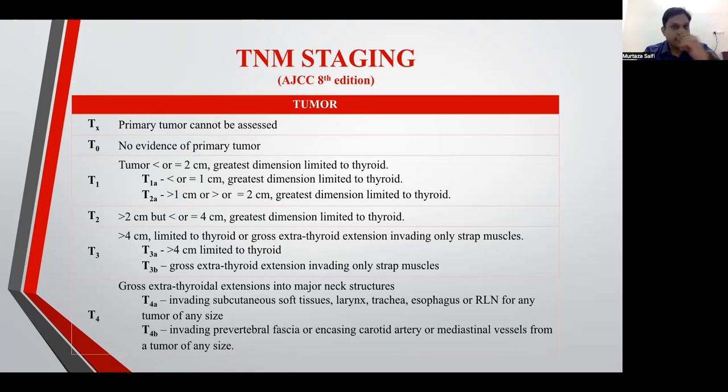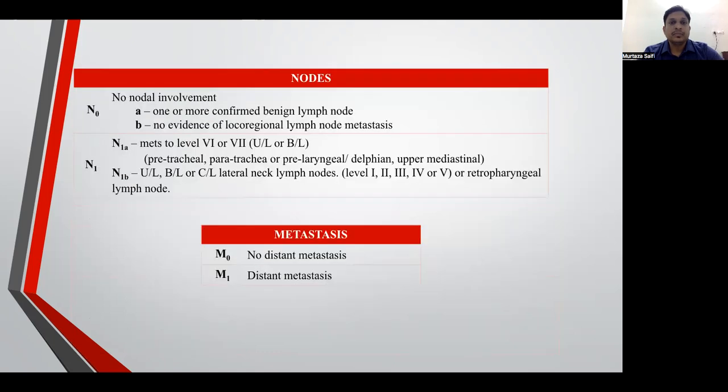So this is the TNM classification. Now nodal involvement is very important as far as management is concerned, surgery. N0 is no nodal involvement. It can be further classified into A and B. A is one or more confirmed benign lymph nodes. B is no evidence of locoregional lymph node metastasis.